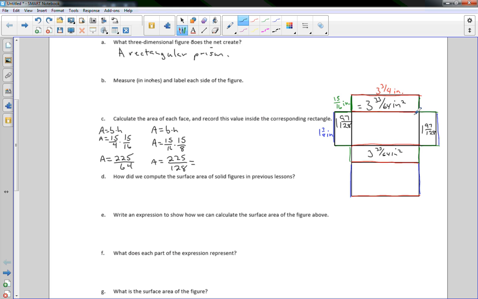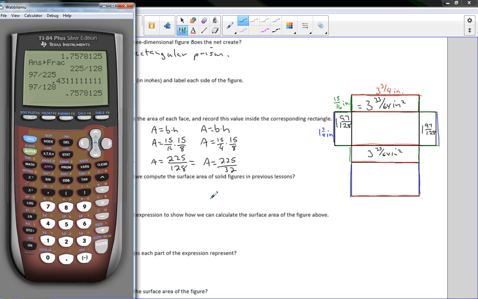So finally, all I have left are these larger ones. So the formula is area equals base times height. And the base is 3 3/4, which is 15 quarters, times 1 and 7/8 inches, which is 15/8. So the area is 225 over 32.